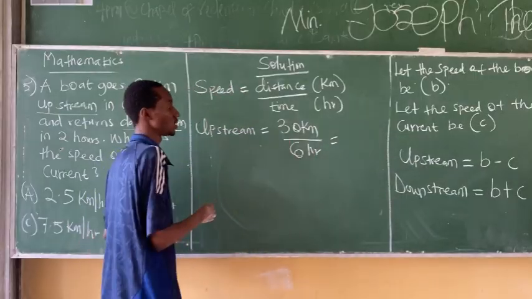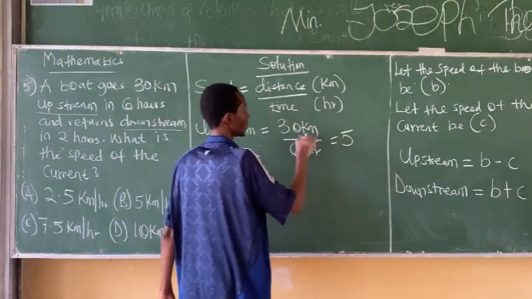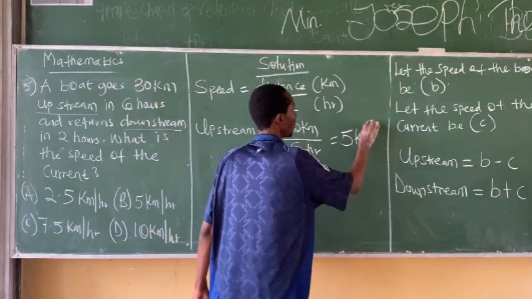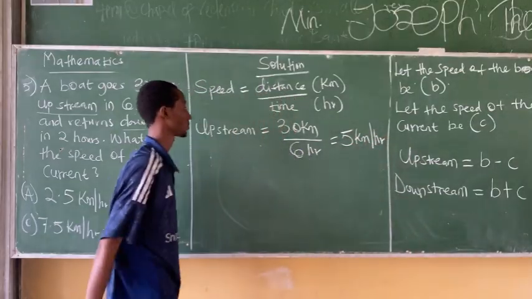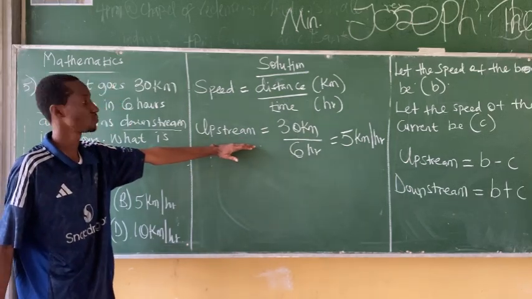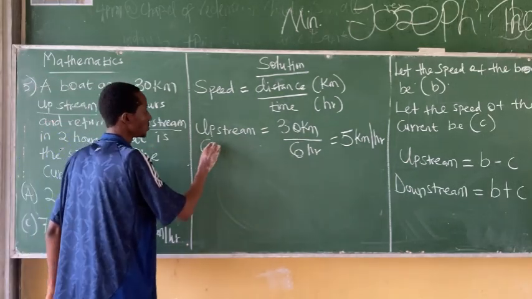30 divided by 6, you have 5. Kilometer divided by hour, you have kilometer per hour. This is for upstream. The speed for upstream. Let me say upstream speed.